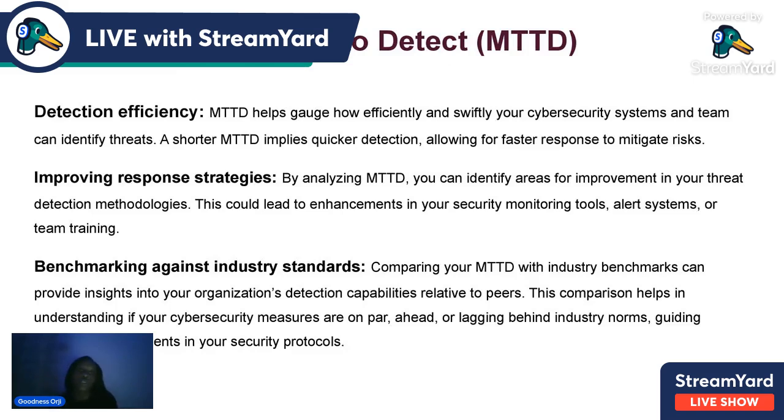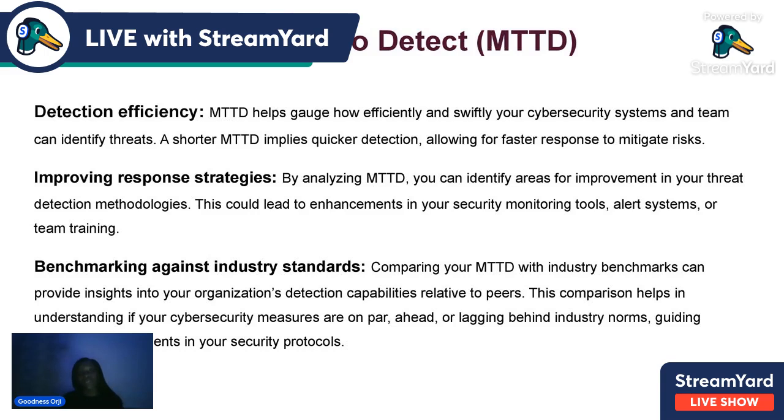So for mean time to detect, it helps you gauge how effectively cybersecurity systems and the team can identify threats. If my MTTD is lower, it means we're able to detect threats faster, and if we detect faster, that means we're able to start working on it faster before it escalates to something very, very big. So mean time to detect basically helps you gauge how fast you are able to identify threats.